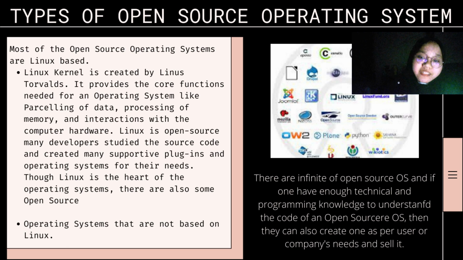The types of open source operating system: most of them are Linux based. The Linux kernel was created by Linus Torvalds. It provides the core functions needed for an operating system: the processing of data, the processing of memory, and interaction with the computer hardware. Linux is open source. Many developers studied the source code and created many supportive plugins and operating systems for their needs. Though Linux is the heart of the operating system, there are also some open source operating systems that are not based on Linux.